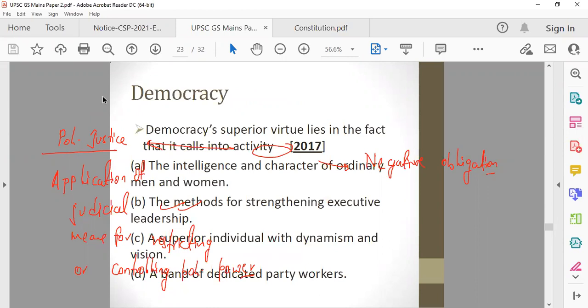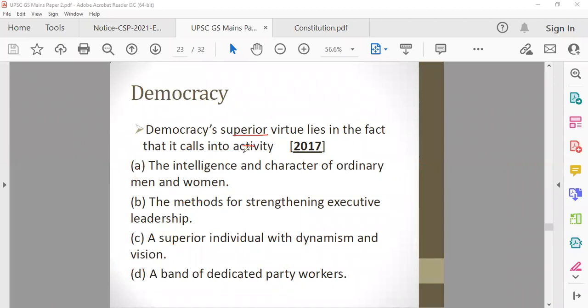Now, let's talk about some other important features you will time and again hear in constitutional features and important provisions, that is democracy. What is democracy? So many people confuse the parliamentary form of government with democracy. Here, see the question. Democracy's superior virtue lies in the fact that it calls into activity what? Intelligence and character of ordinary men and women, methods for strengthening executive leadership, superior individual with dynamism, band of dedicated party workers. Again, pause the video if you are solving the question and you don't want me to ruin it for you. So democracy is government of the people. You may have read it in like 6th, 7th standard: of the people, for the people, by the people.